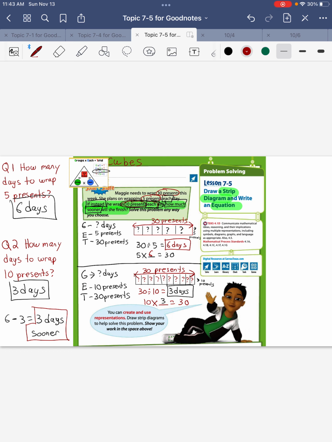Okay. So remember, when you're doing problems like this, definitely use this anchor chart. Write your questions on the side. Do your strip diagram. Do your get.